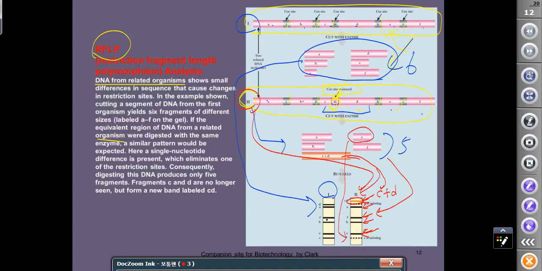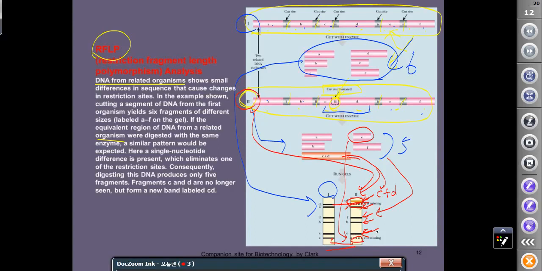So from these 2 band patterns, what kind of information do you obtain? They look very similar, but one band is missing here, and the other one is missing here. So their genetic information is quite similar with some mutation.